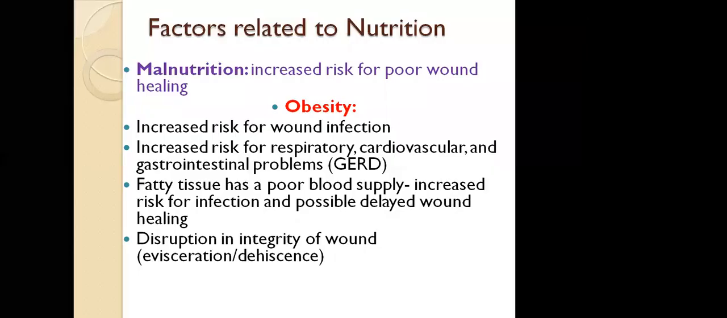Some facts we should know related to nutrition. Malnutrition increases the risk of poor wound healing. So in the pre-anesthetic assessment, if the patient has malnutrition, that should be corrected. Obesity itself is a risk factor for wound infection and wound dehiscence, and since fatty tissue has poor blood supply, there is increased risk of infection and delayed wound healing.